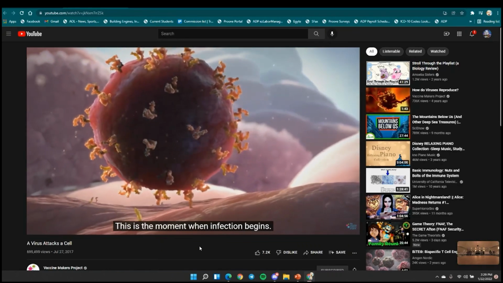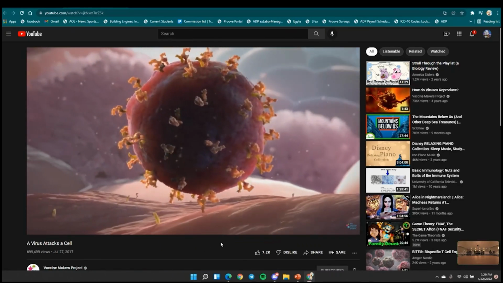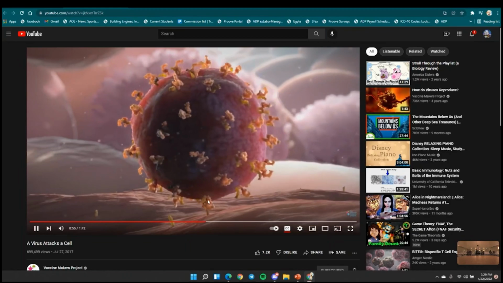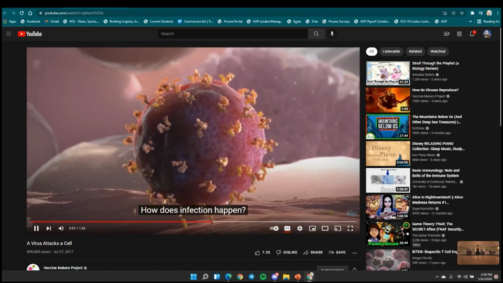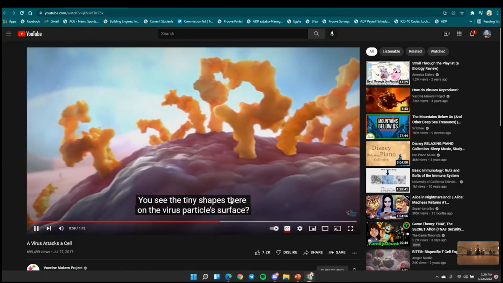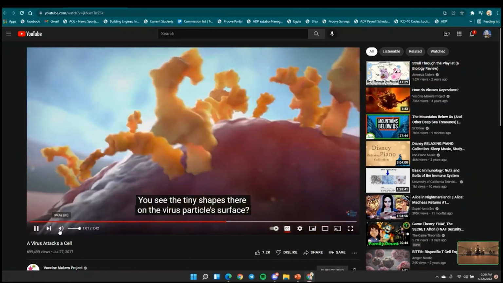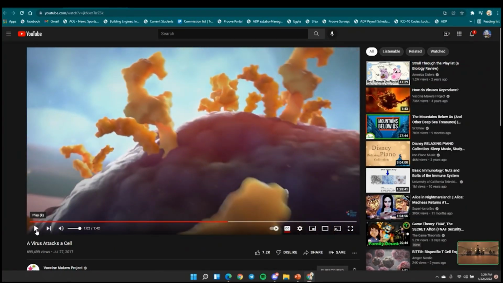This is the moment when infection. So right here is contact, and it's showing that this is what, okay. Our screen size is so small, we can't read the subtitles, so you'll have to explain it. Okay. Yeah. Okay, that's no problem.